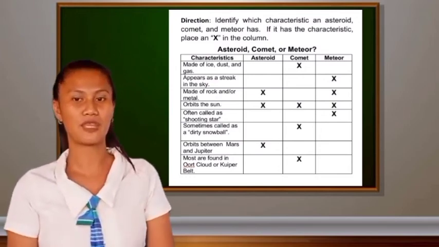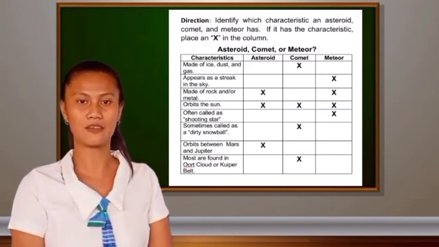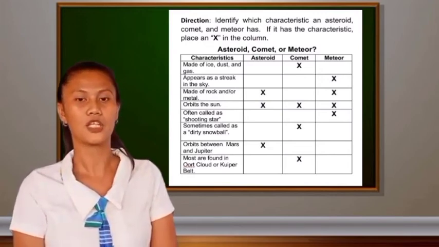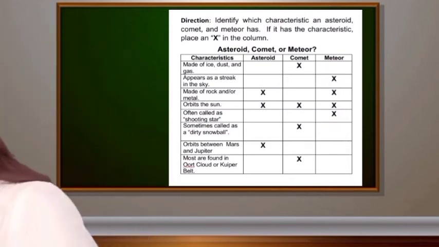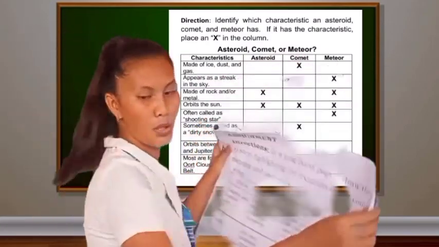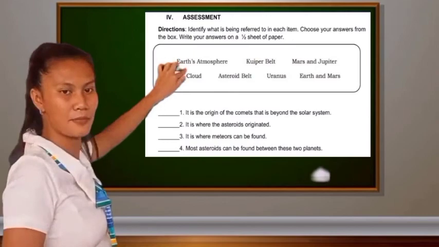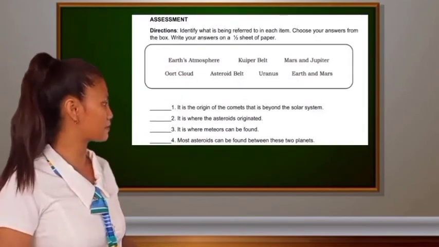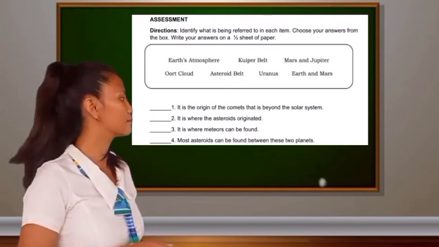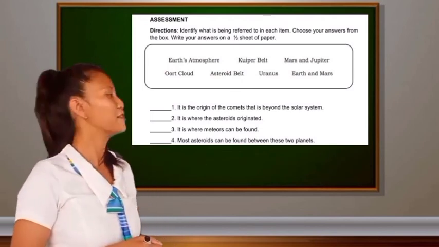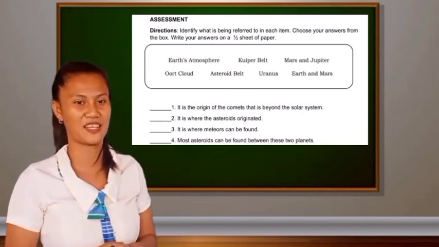Now I will be giving you the assessment. In this part, you will have to identify what is being referred to in each item. You may write your answers on a 1/2 sheet of paper. For a while, I'm going to post your assessment. Okay class, so this would be your assessment. I will give you 10 minutes to answer this. Okay, are you done? Perfect. Please pass your papers forward, for I will be the one to check your answers.